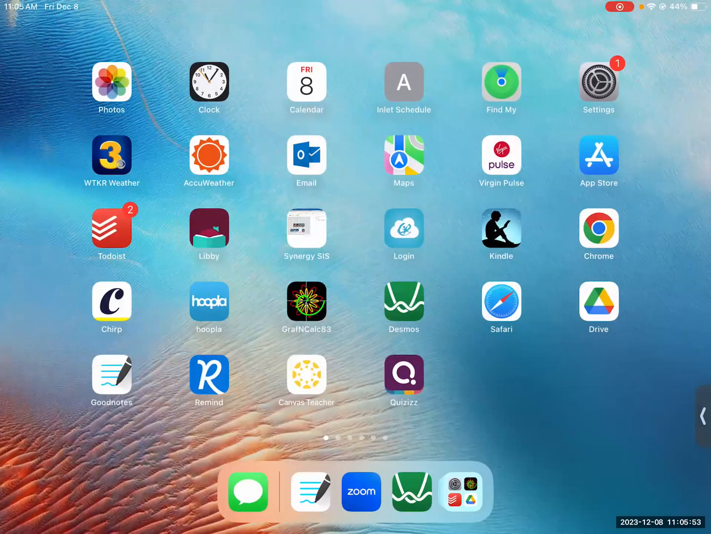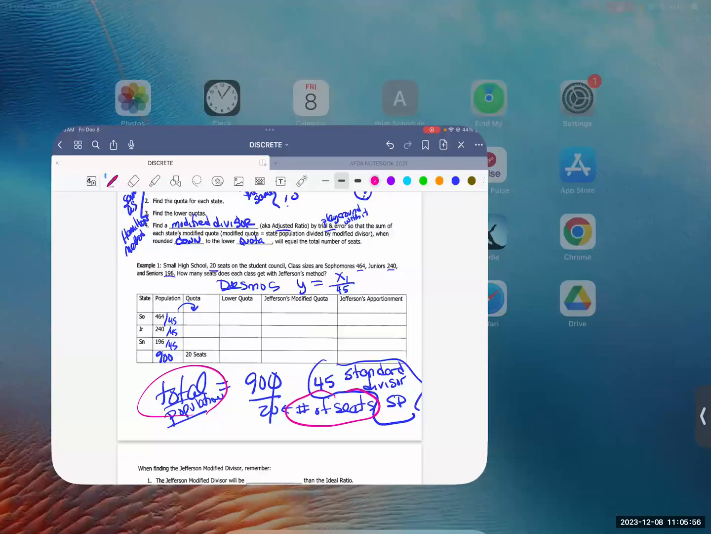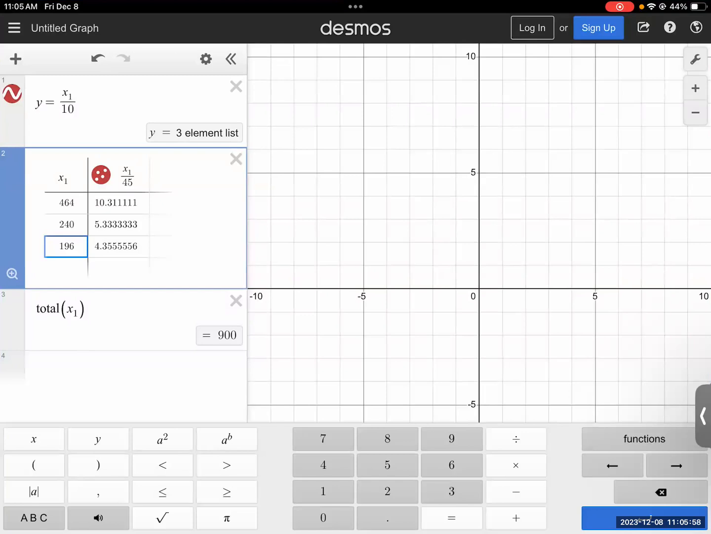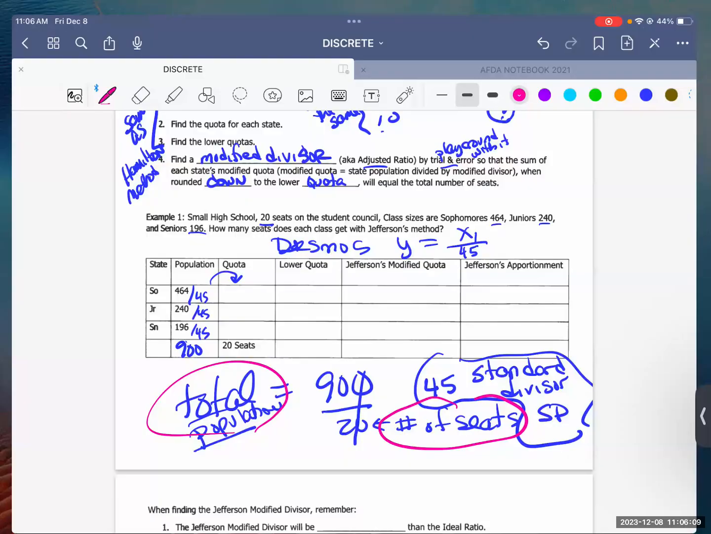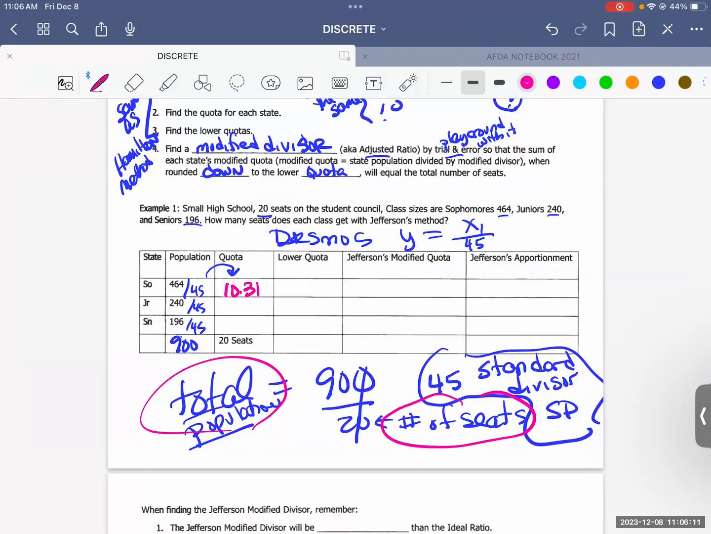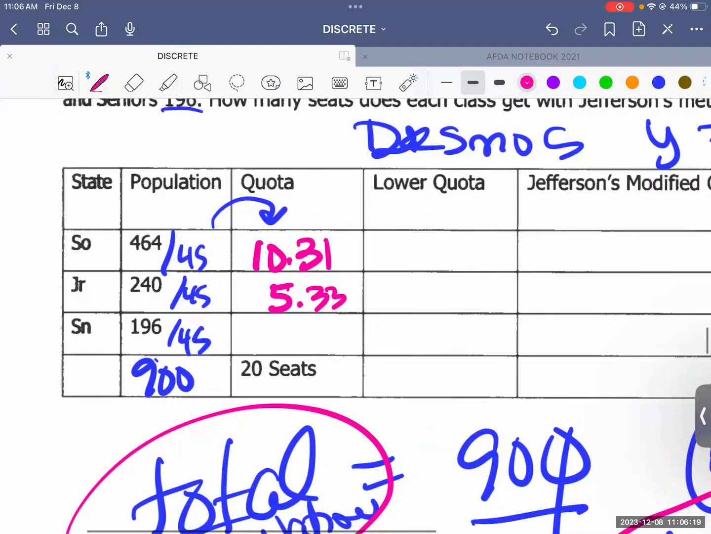And let's go ahead and write them all down. So we're going to go to Desmos. We're taking all these numbers, 10, 5, and 4. We're rounding down. We're not even looking at the decimal. Oh, but let's just write the quota first, and then we'll do the rounded quota. So 10.31. And you need to get used to doing this because every method of rounding changes it. And 240 divided by 45 is 5.33. And 196 divided by 45 is 4.36. Okay.